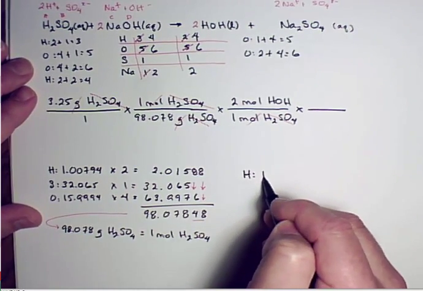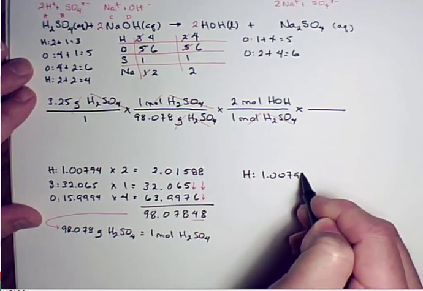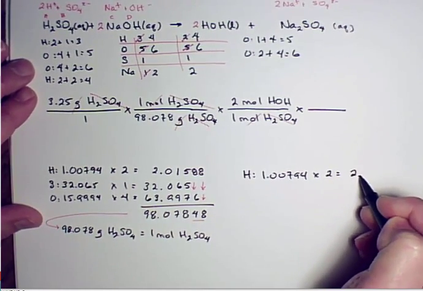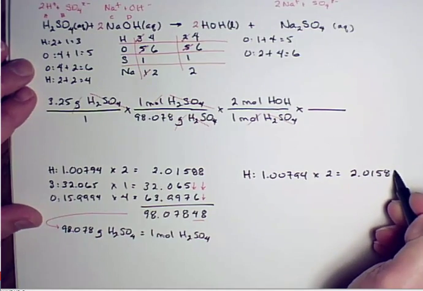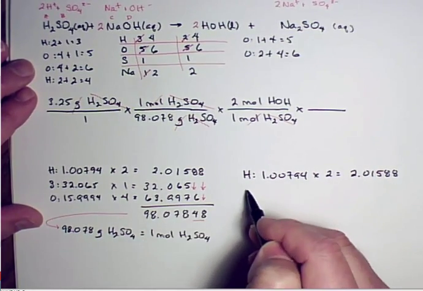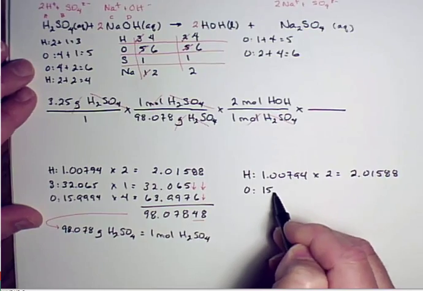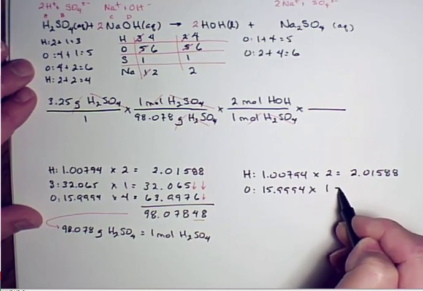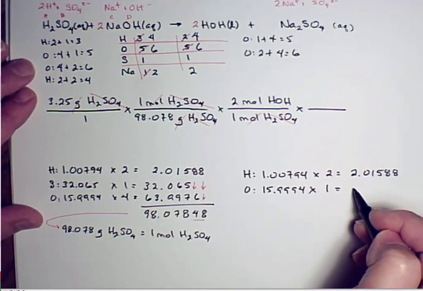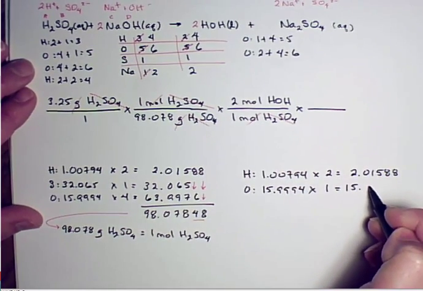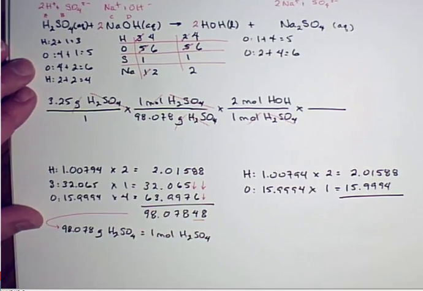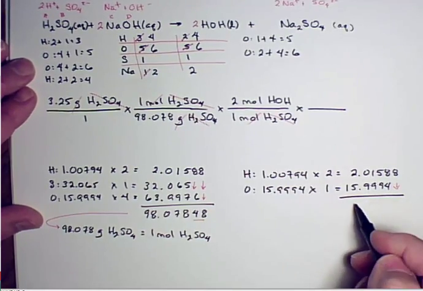And so we've got hydrogen, 1.00794. We've got 2 of them in the formula for 2.01588. And we've got oxygen. We've got 15.9994 for the atomic mass times 1 because there's only 1 oxygen in the formula. So 15.9994. We've got 1 empty slot over here. Add them together.